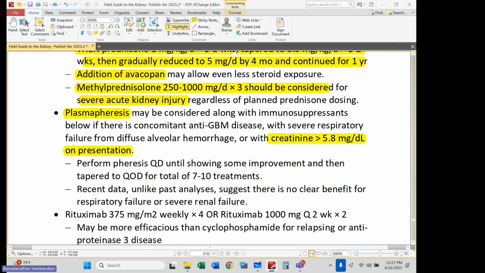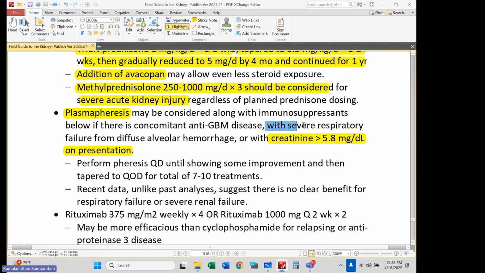And so based on an old trial, there was evidence. It was called the MEPEX study. And it was in a high impact journal. It was standard practice to offer plasmapheresis for patients with a creatinine over 5.8, and then also, without randomized controlled trial data, if you have somebody who's dying of respiratory failure, or if they also have that double positive, that anti-GBM disease, plasmapheresis was typically offered.